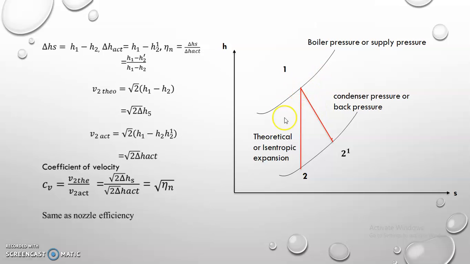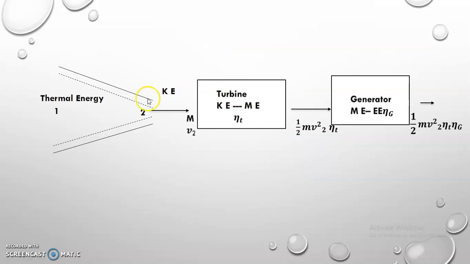We should consider this from the problem point of view. Most problems ask about the theoretical isentropic expansion process. If the actual expansion is asked, we should find the nozzle efficiency from the final exit velocity. In this figure, we have discussed the process happening from the nozzle to the generator.